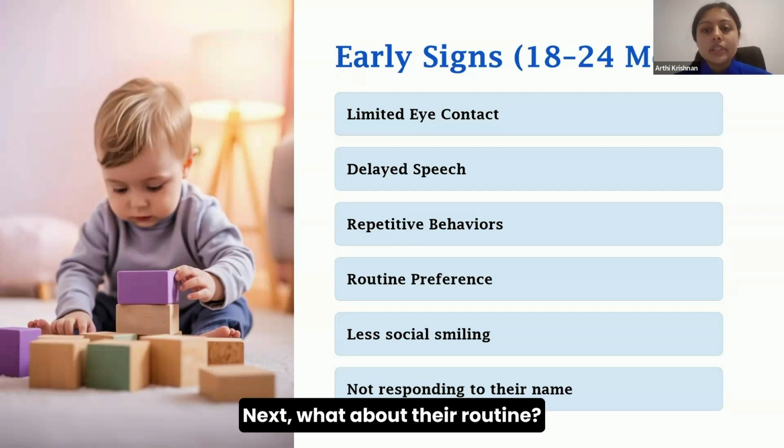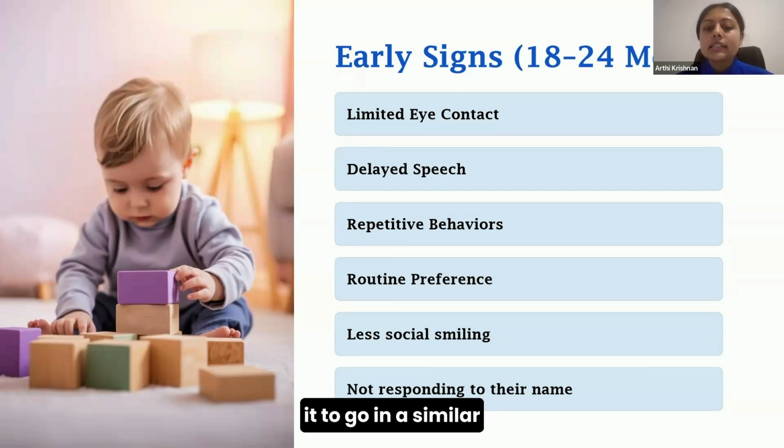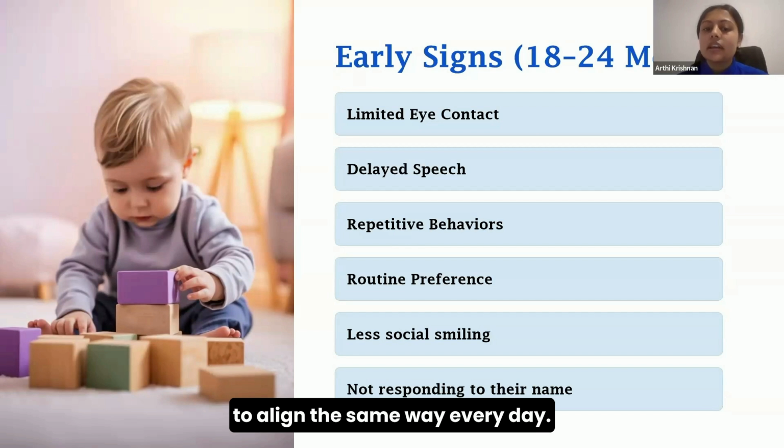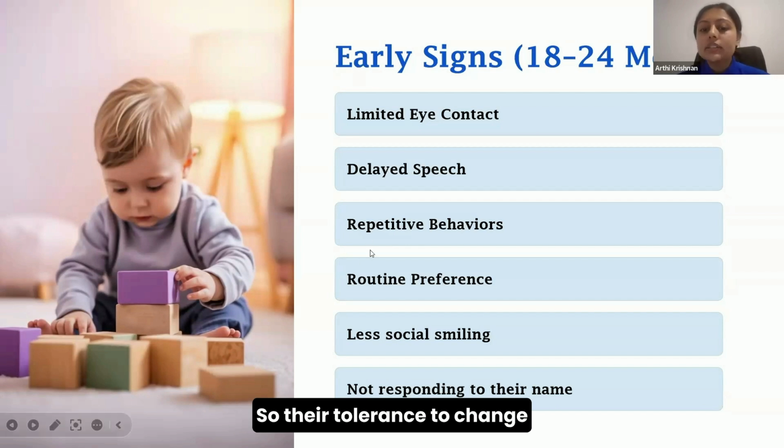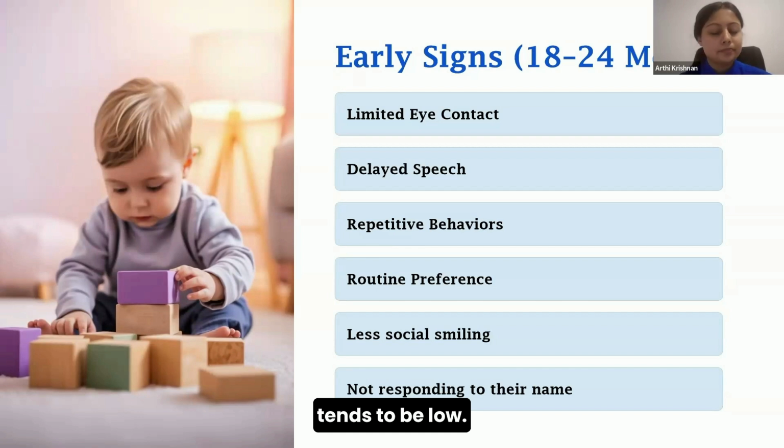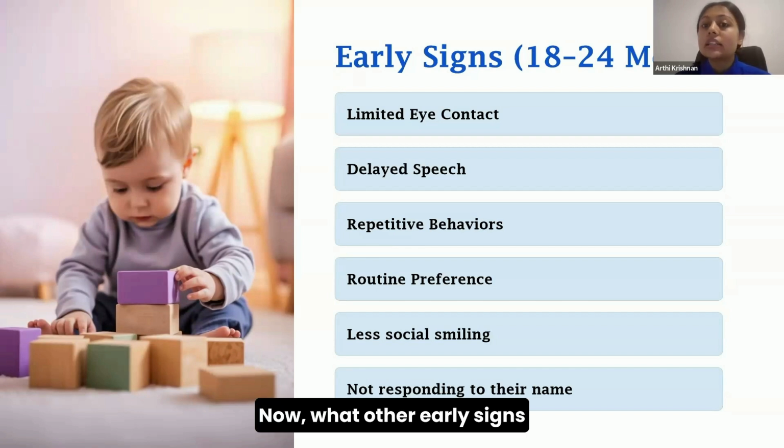Next, what about their routine? In the routine, they expect it to go in a similar manner almost every day. And when you make changes to their routine, they may not react to it that well. So they have preference for routine and for things to align the same way every day. So their tolerance to change tends to be low. Now, what other early signs can you notice? Social smile. Right now I'm smiling, and if someone is interacting with me, it's possible that they would smile too in a social setting.